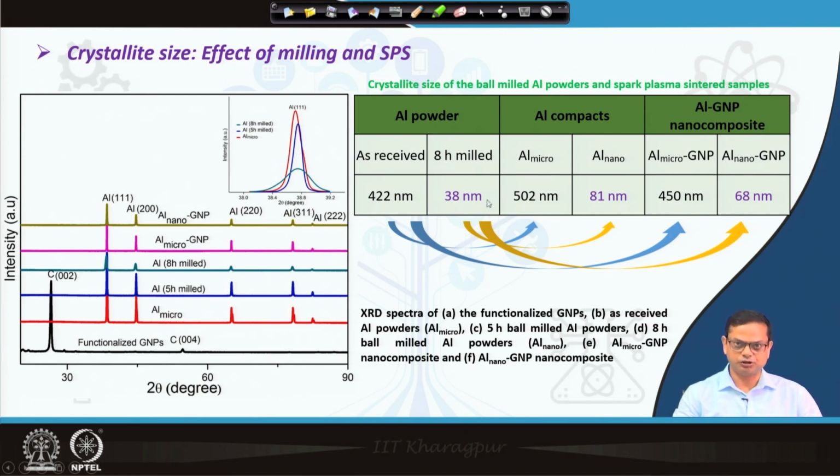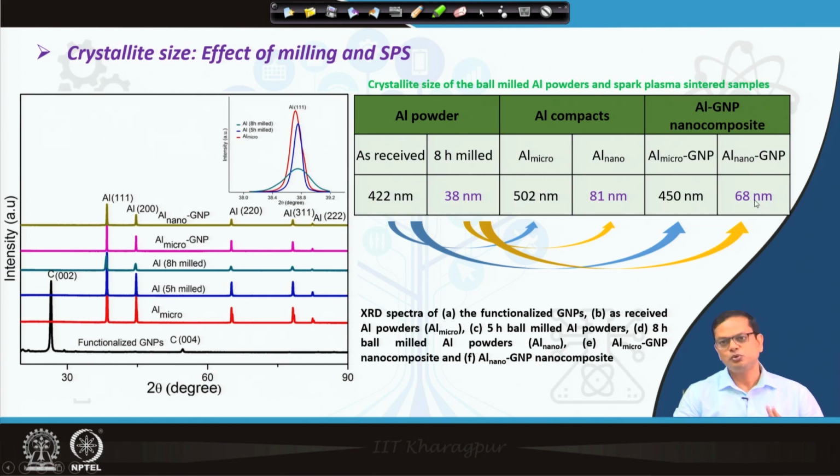Now, let us talk about the ball milled powder. I have ball milled nanocrystalline powder of 38 nanometer. It gets sintered without GNP to 81 nanometer, and with GNP 68 nanometer. So, you can see here in this nano Al without GNP, there is a certain amount of grain growth, and the grain growth is even less when you are adding GNP.